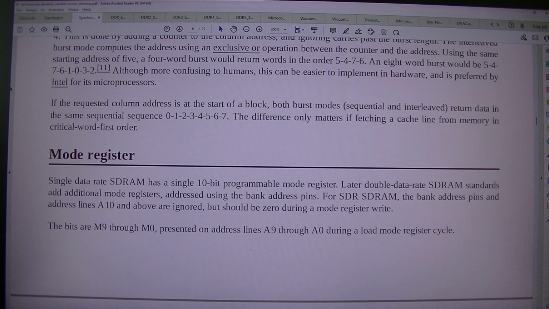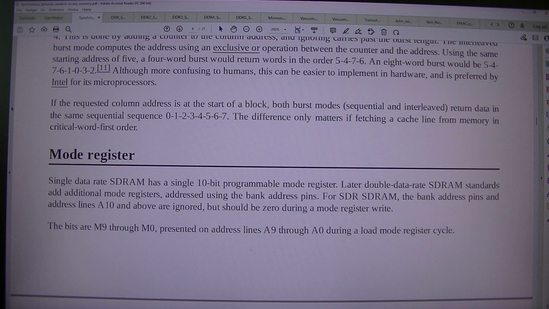Using the same starting address of 5, a 4-word burst would return words in the order 5-4-7-6. An 8-word burst would be 5-4-7-6-1-0-3-2, although more confusing to humans. This can be easier to implement in hardware, and is preferred by Intel for its microprocessors.